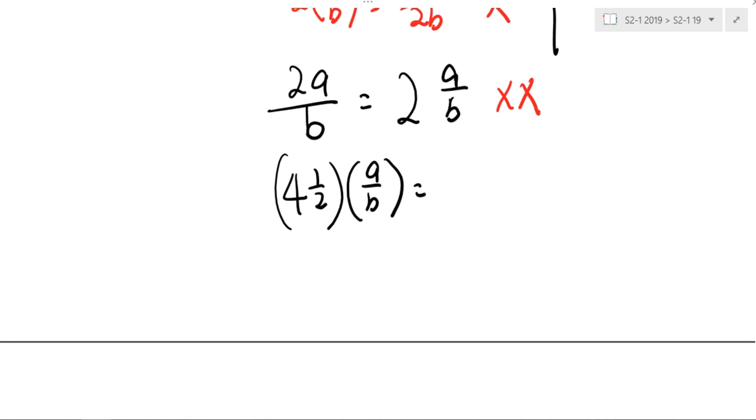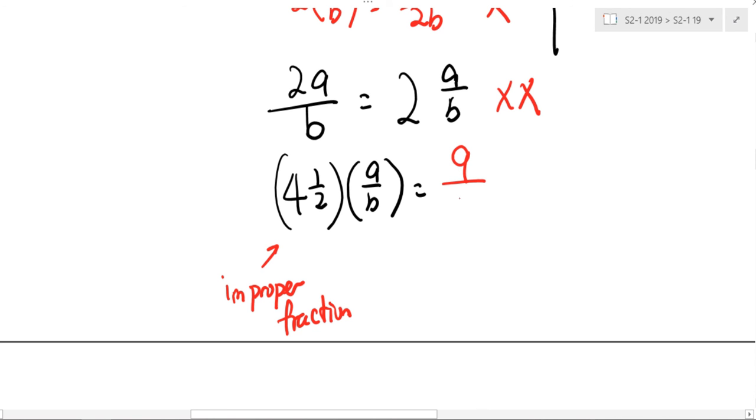Okay, now the hint. The hint is you should try and change this to a proper fraction. So what is this? 9 over 2 times A over B, and what is the answer? 9A over 2B. Is this okay? Daryl, can I cross multiply here? No. Correct. Why? There's no equal sign in between. So never cross multiply.